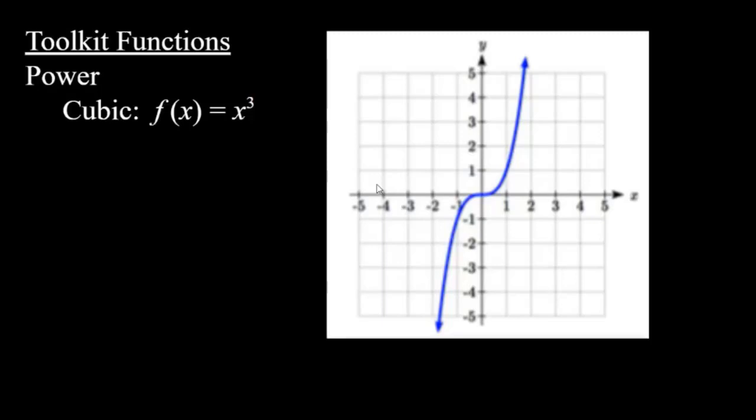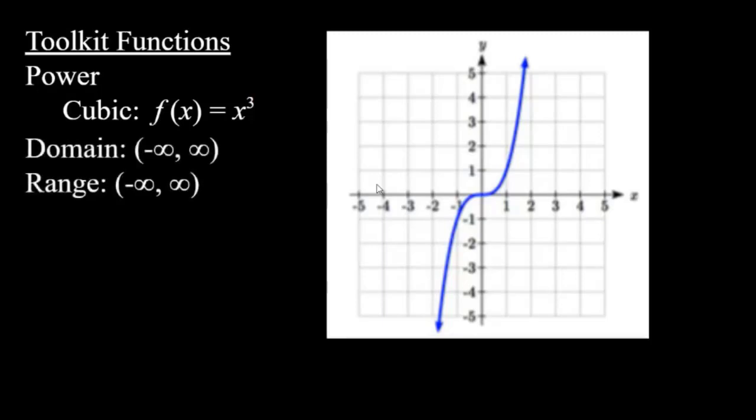So all real numbers. What about range, up and down? All real numbers again, right? Because it's going up and down forever. So both of those, negative infinity to positive infinity. And again, just to emphasize, infinities are always parentheses. Every time you use an infinity as an endpoint, that gets parentheses.